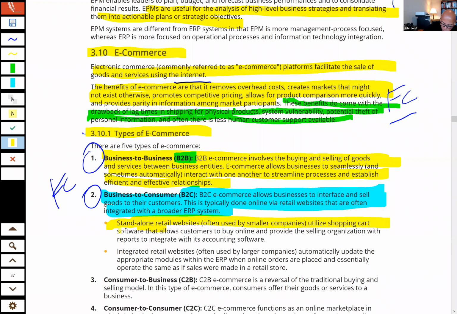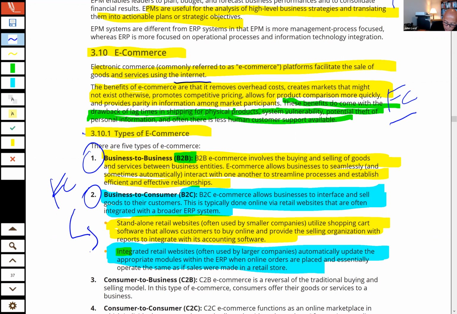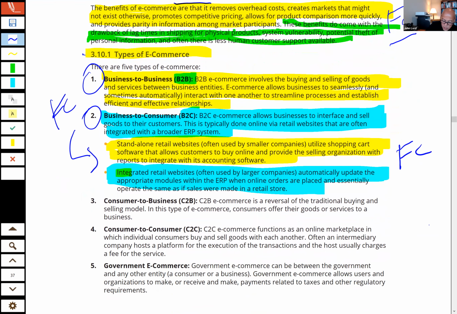It's usually smaller companies. And so these companies will sort of subscribe to this standalone one versus integrated, which is when you go to that store's website. So now you're going to buy something from Macy's, you go to Macy's. Macy's probably doesn't use a standalone. They use the integrated, which is just for larger stores. So with that, you can go ahead and maybe make a separate flashcard for that component of business to customer. Consumer to business, okay?